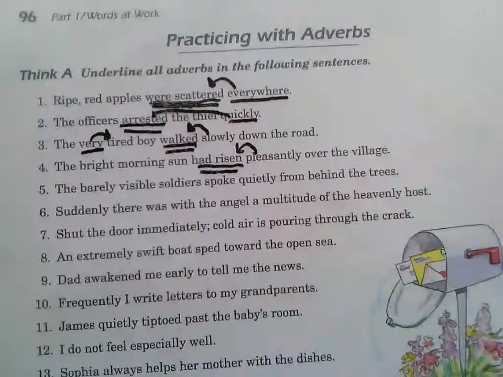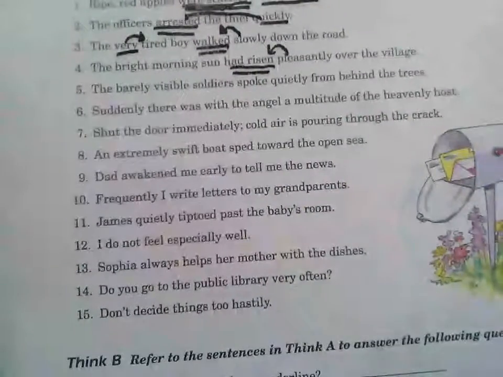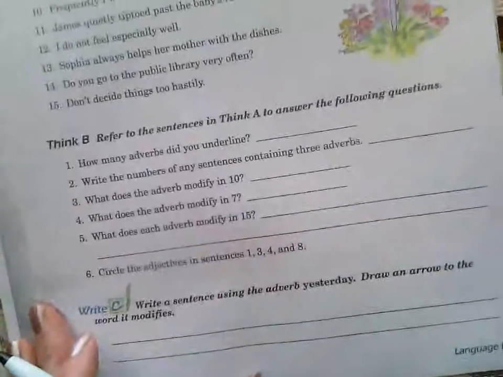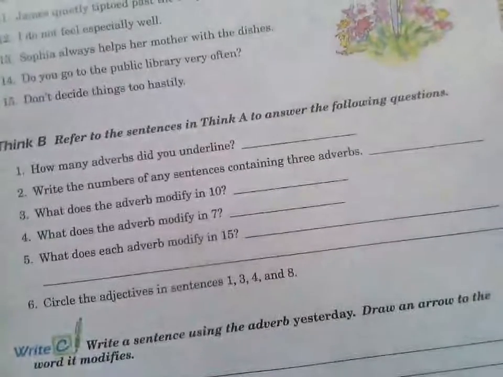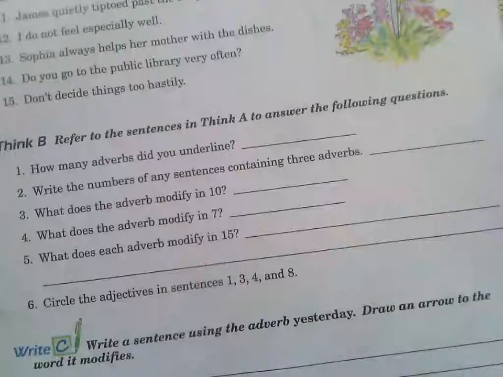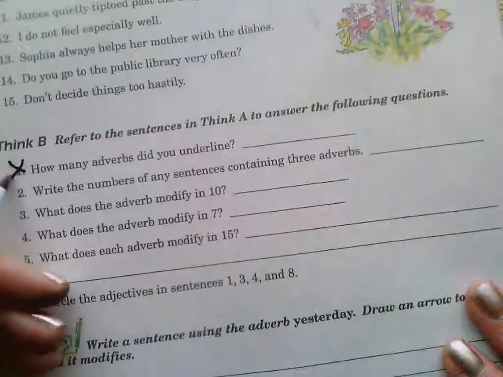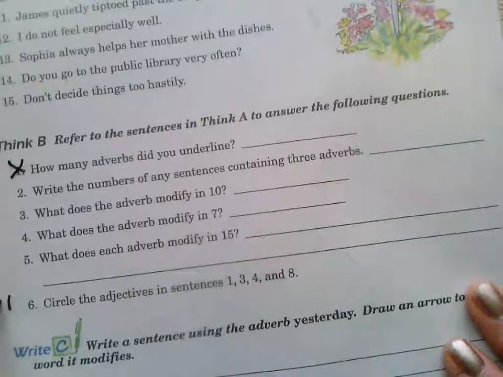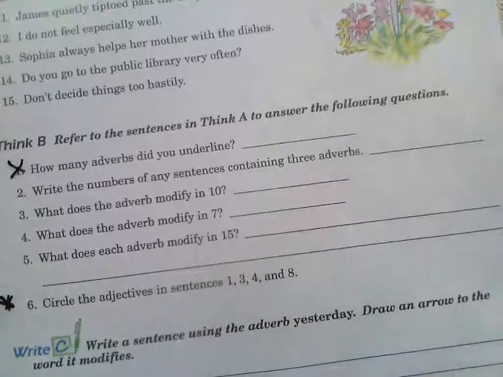Now let's go down to Think B and go over the directions for these before we go on any further. In number 15, it says, Think B, refer to the sentences in Think A to answer the following questions. Okay, I'm going to cross some of these off. It says, how many adverbs did you underline? Cross that off. I don't care. Don't count. Write the numbers of any sentence containing 3 adverbs. So you're going to count them when you're done that. You can do that. What does the adverb modify in 10? What does the adverb modify in 7? Put a star by number 6. Circle the adjectives in 1, 3, 4, and 8.